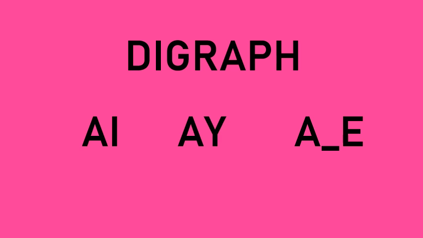What are digraphs? Let me tell you first. Digraphs are those sounds which are created by combining two letters. Like here you can see AI, AY, A other letter and E. They only give a single sound but the letters are two. Let me explain it to you with the help of a few examples.